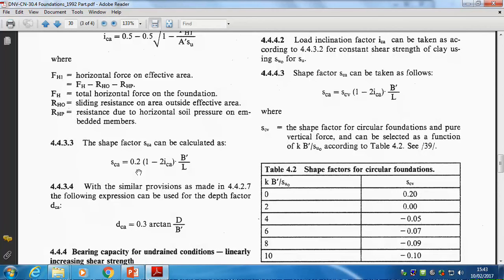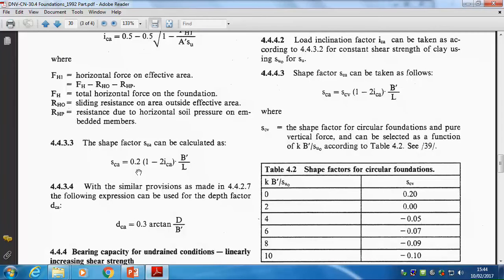So SCA was 0.2 times B dashed upon L. Effectively, if ICA is 0.5, that cancels out. Okay? Sorry, does it cancel out? Yeah, because it goes to 0.